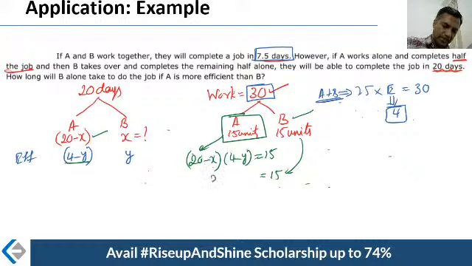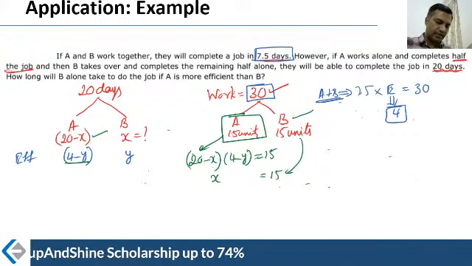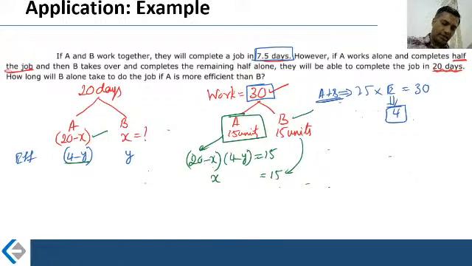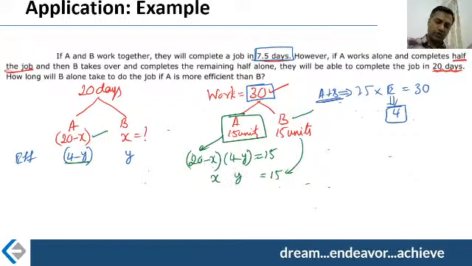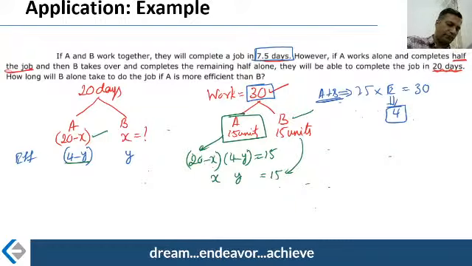Alright, B worked for X days. So how much is he doing per day? Y units per day. So therefore it's also equal to 15. So you have two equations and two variables. We will solve and we'll get the answer.